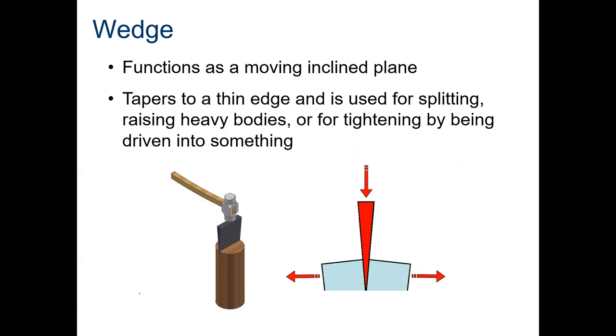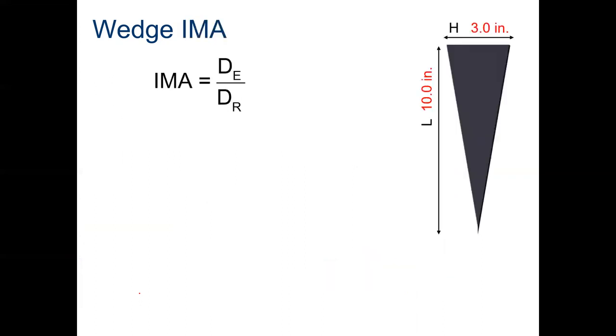So how do we figure out what we're talking about with mechanical advantage as it relates to a wedge? Well, IMA, again, just like everything else, is still DE over DR, but similar to the incline plane, we also have what we're going to be calling L and H is what they're going to use. So I'll just jump ahead here.